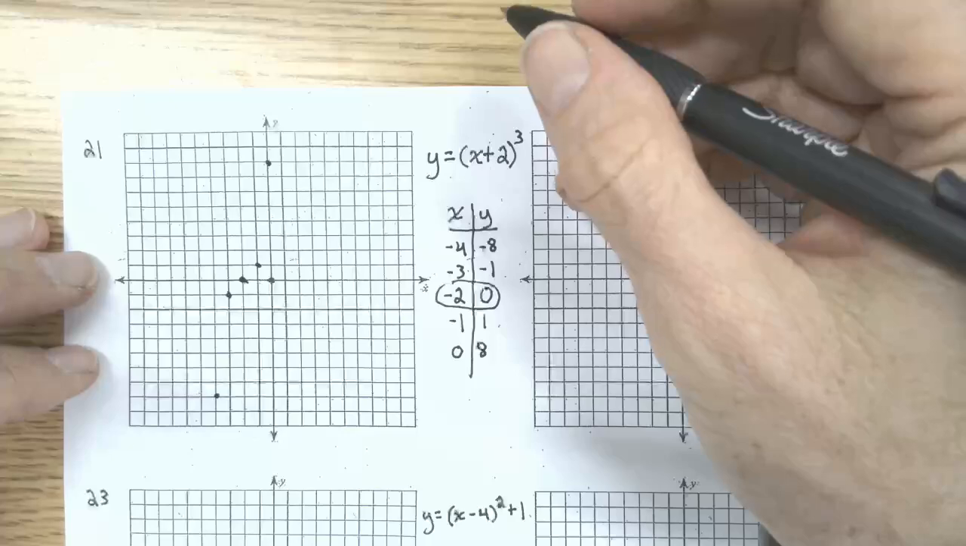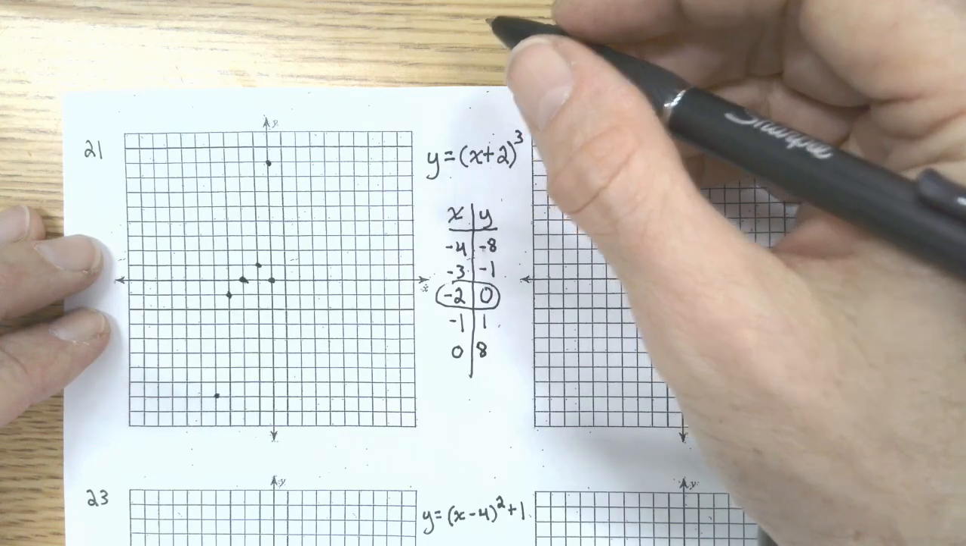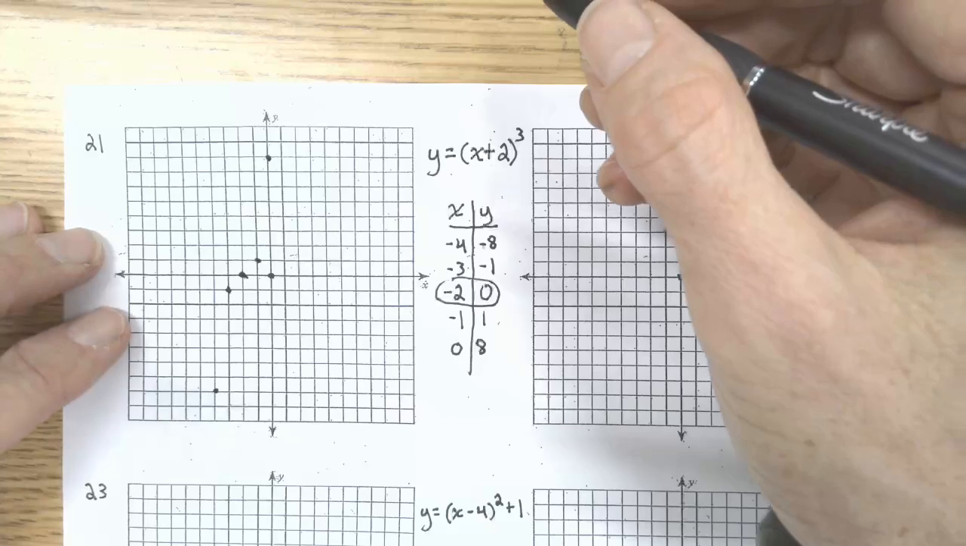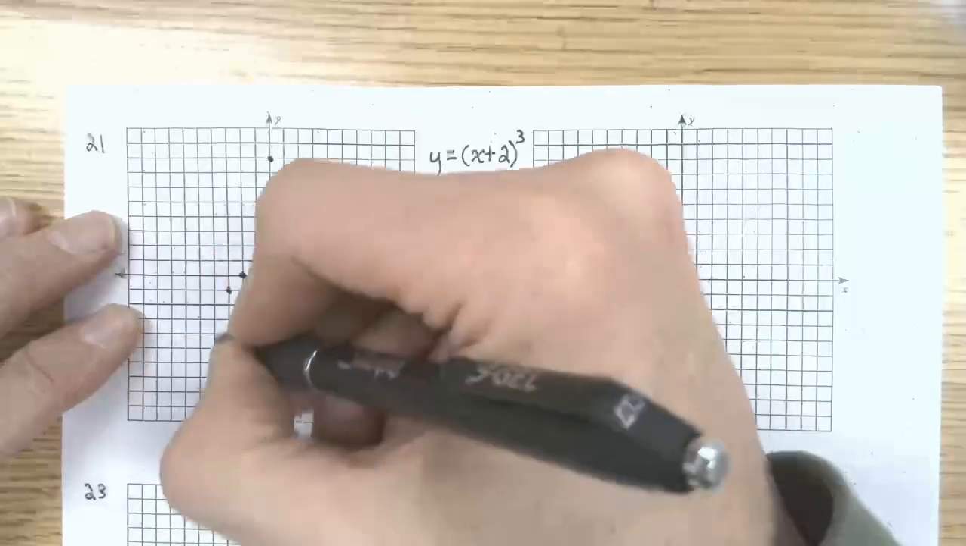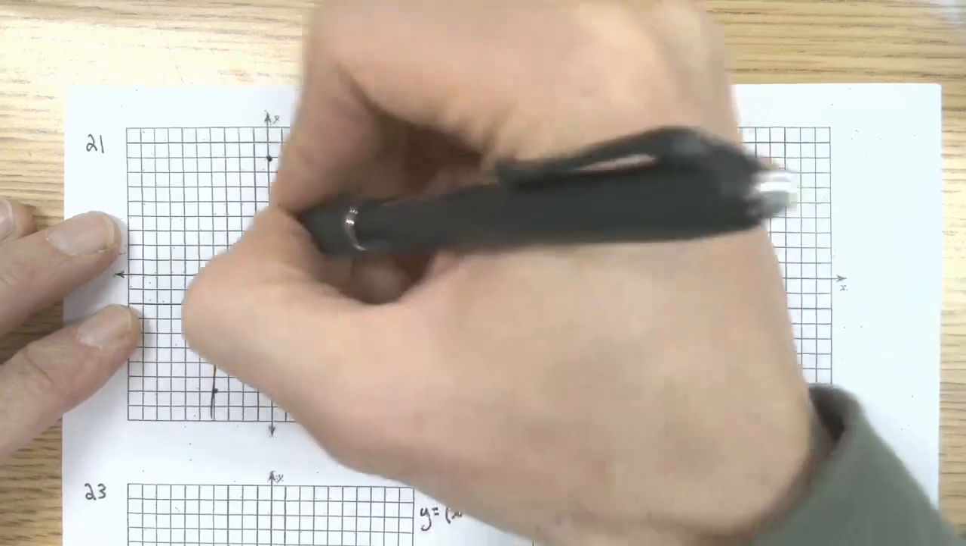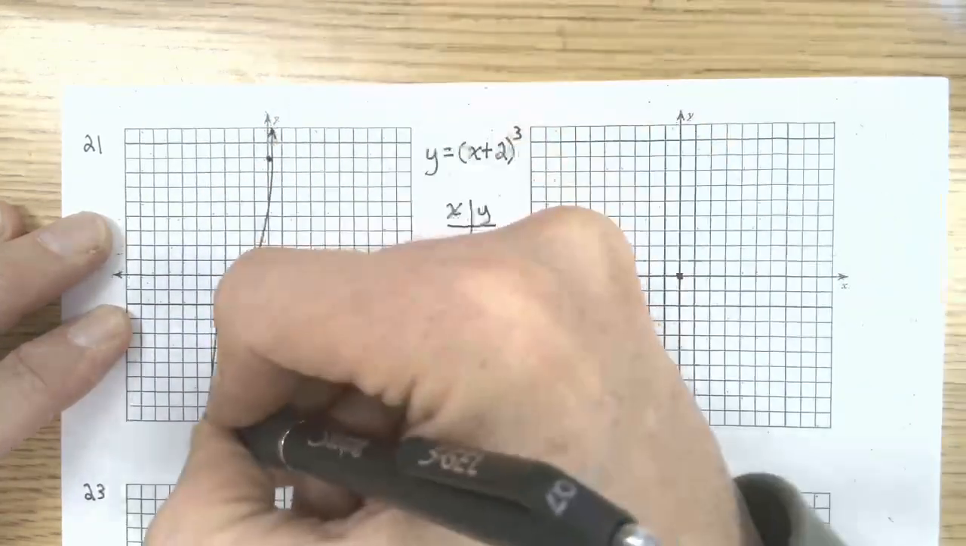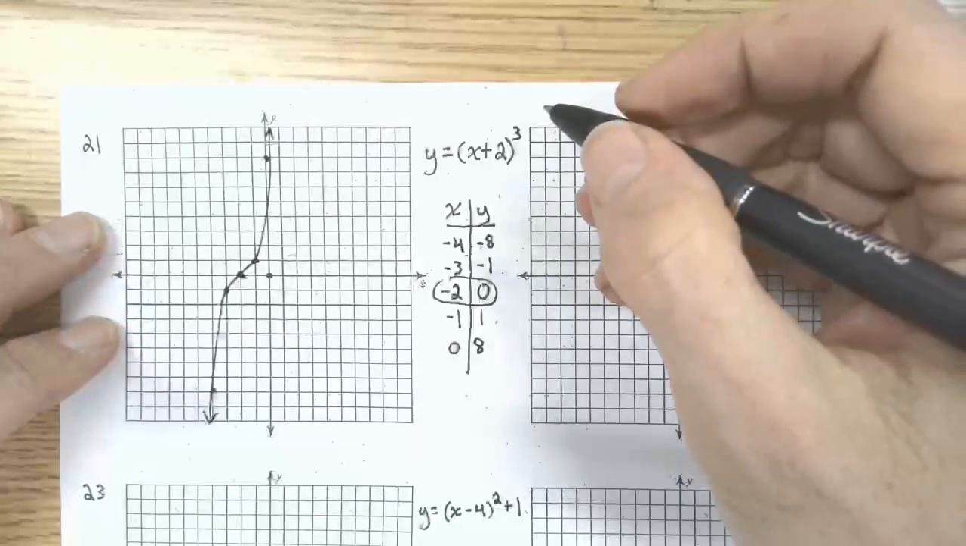Now, for these graphs, you don't want to use rulers to connect the dots because they are curved graphs. So I'm just going to, to the best of my ability, draw a curve through those points. Didn't do a great job right there, but we're going to call that good enough.